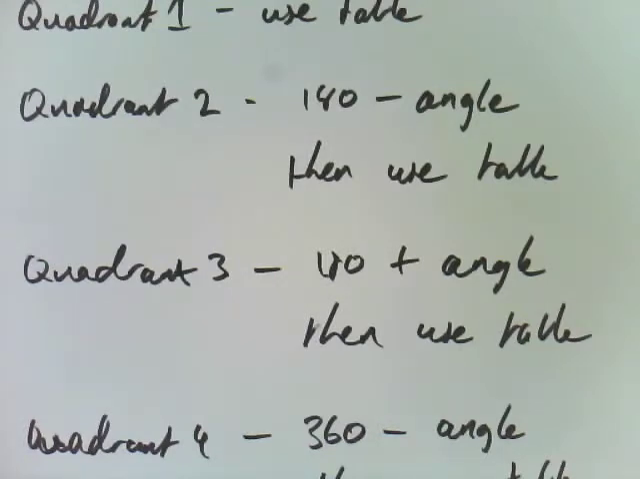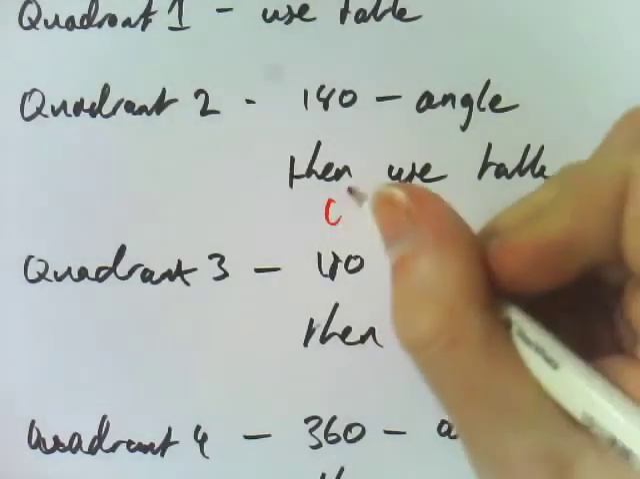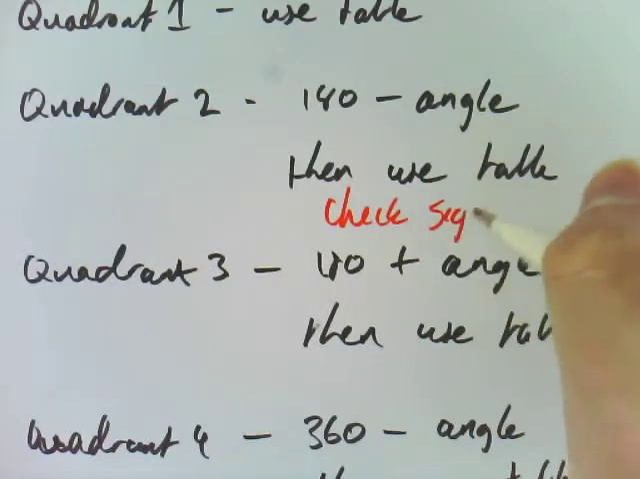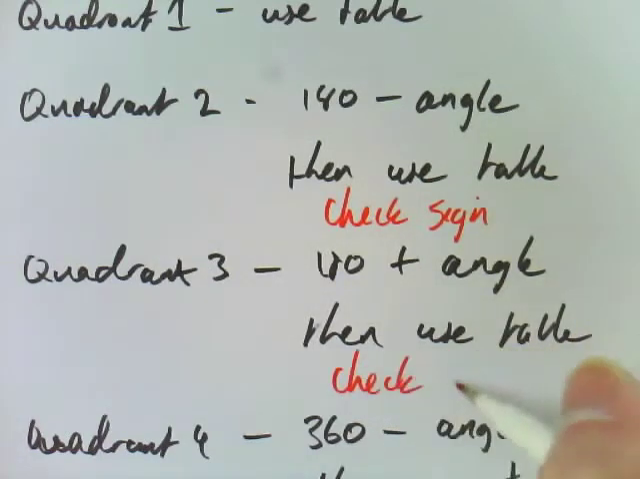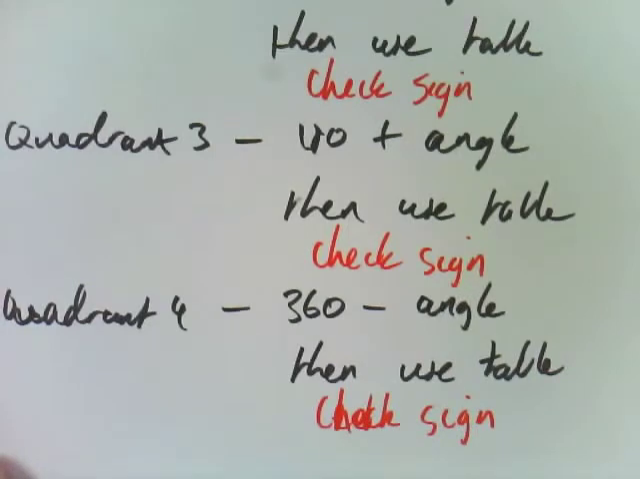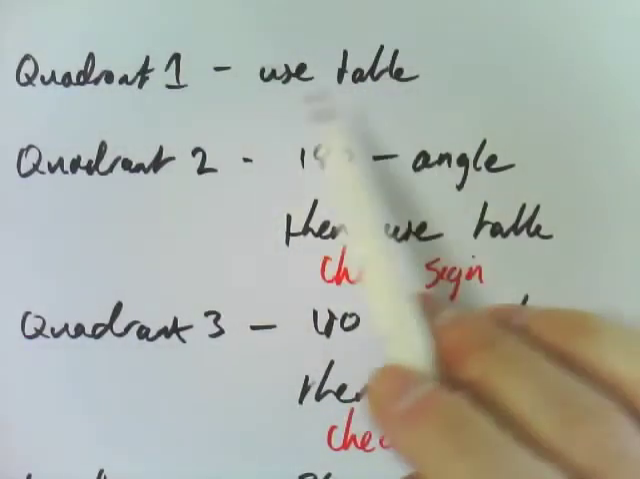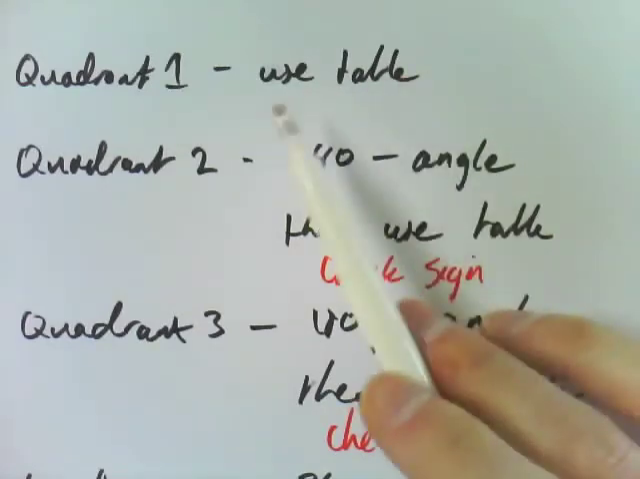I'm going to write that in red because it is probably the most important one. That's the same for all of them. And I can't spell it the same in all of them, believe it or not. Just check your sign. Why haven't I got that same step in quadrant 1? Because they're all positive.